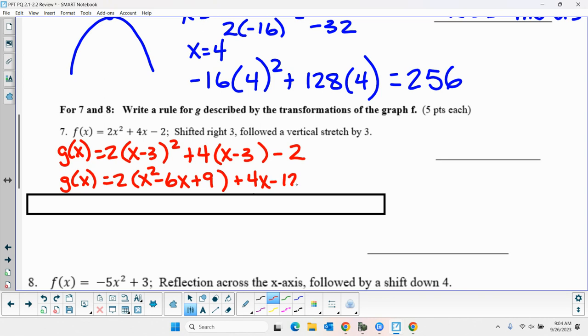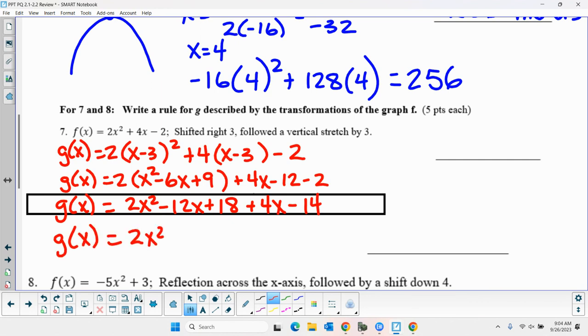All right, you can distribute the 4 here: 4x minus 12. And don't forget, minus 2 is still there. I have to distribute this too. So I got 2x squared minus 12x plus 18 plus 4x, and then I'm going to put those together. That's a negative 14. I still can simplify. I got like terms. So I got 2x squared, negative 12 plus 4 is negative 8x, 18 minus 14 is 4. That's just for part 1.